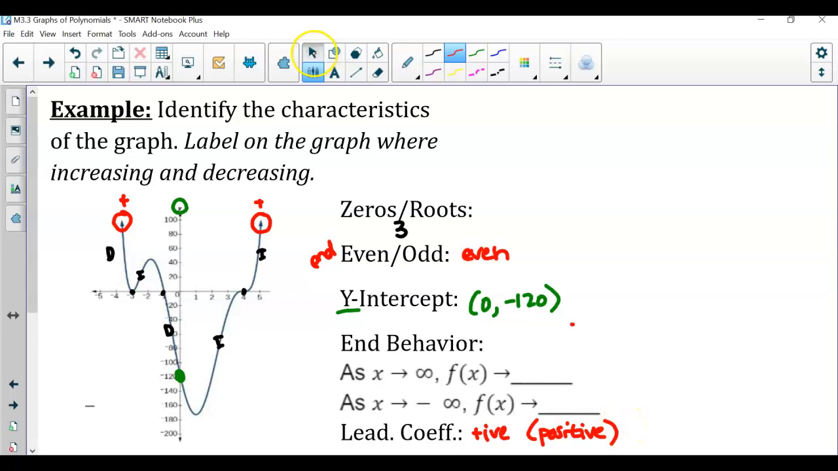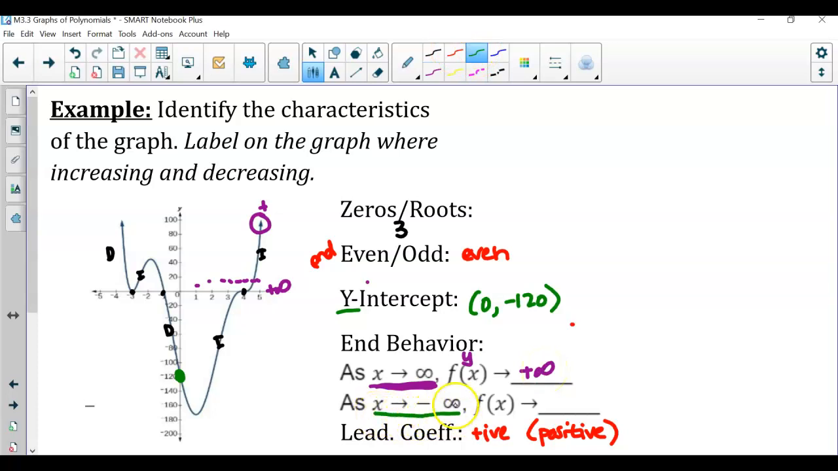Now let's take a look at the end behavior. What's nice about when it's even is they're both going the same direction. So they're both positive infinity. But again, here just to show you why. As x approaches positive infinity, as our x's are going in that positive direction, all the way on, continuing on to positive infinity, what direction is our graph going? Up towards positive infinity. So our f of x, our y values, are going up towards positive infinity.